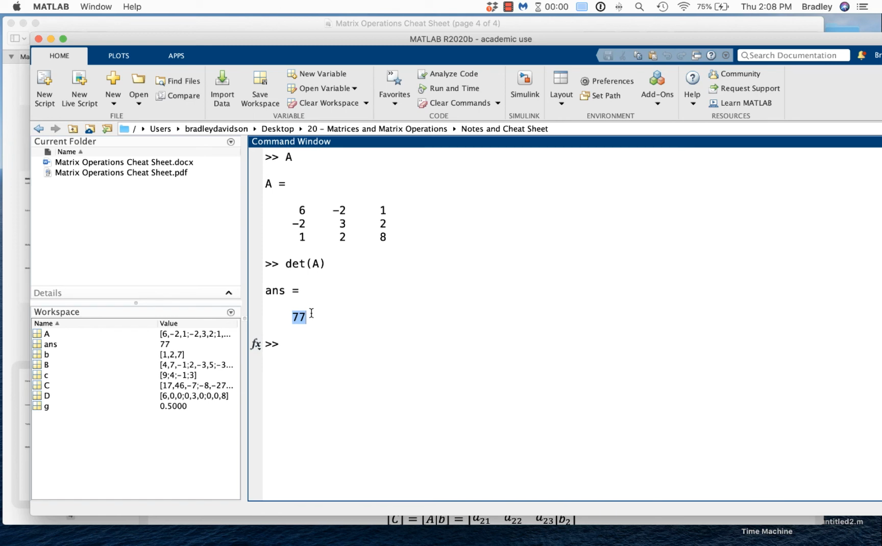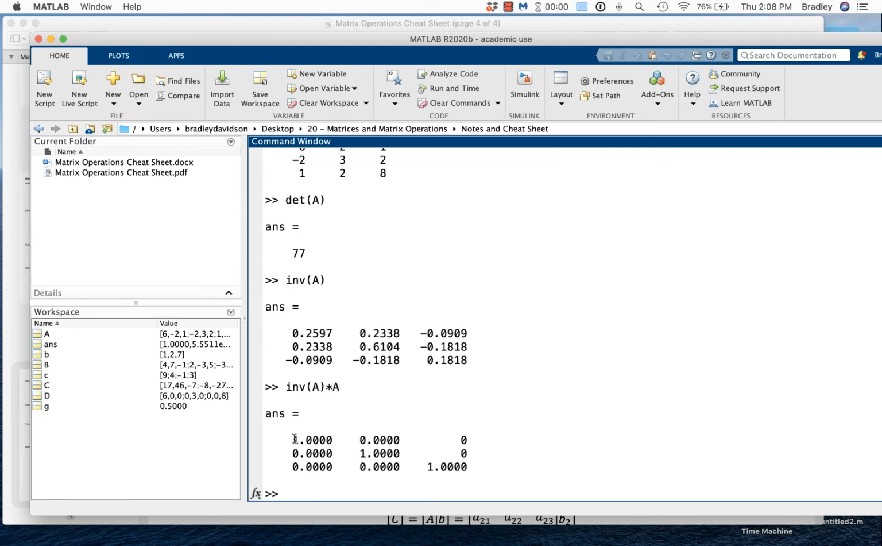It is non-zero, so therefore we can take the inverse of A. These are all things that we'll talk about later. The command for inverse in MATLAB is INV, and then with this we can show that this is correct, because if we type in INV, the inverse of A, multiplied by A, then we should get the identity matrix, which is a diagonal matrix, so zeros in the off-diagonal terms and 1 along the diagonal.